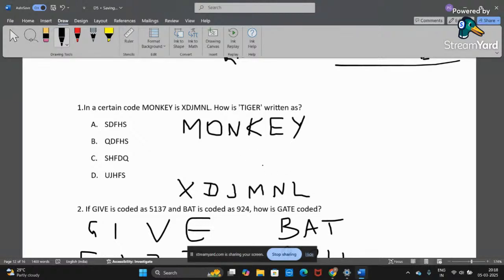What we have to do? We have to find the logic which is applied here. Okay. Find out the logic. This word monkey, first check whether it is reversed or what. Let's try it out.